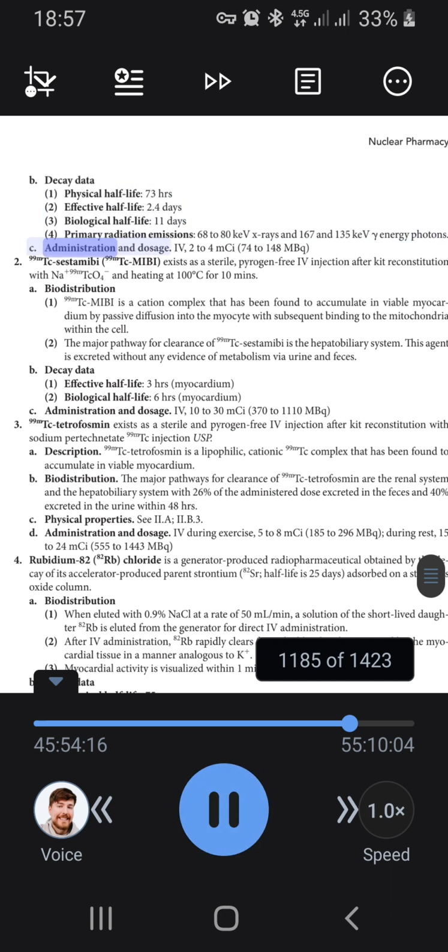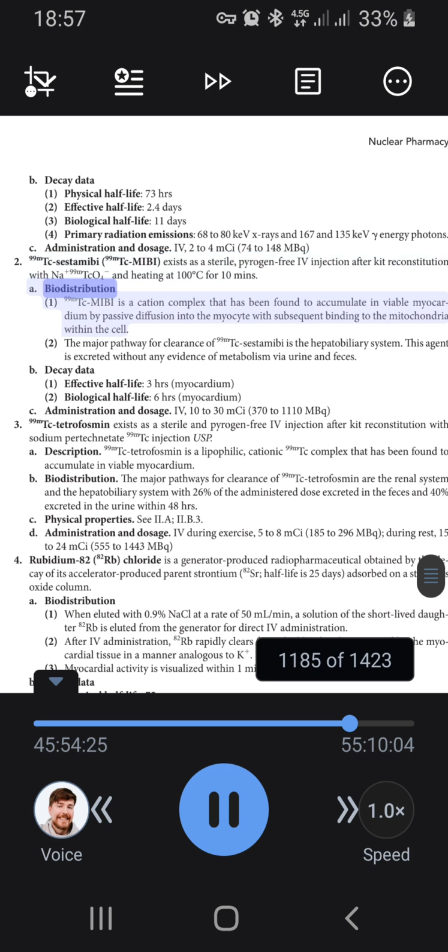C. Administration and dosage. IV, 2 to 4 mCi, 74 to 148 MBq. 99mTc-sestamibi exists as a sterile, pyrogen-free IV injection after kit reconstitution with Na 99mTcO4 and heating at 100 C for 10 minutes.